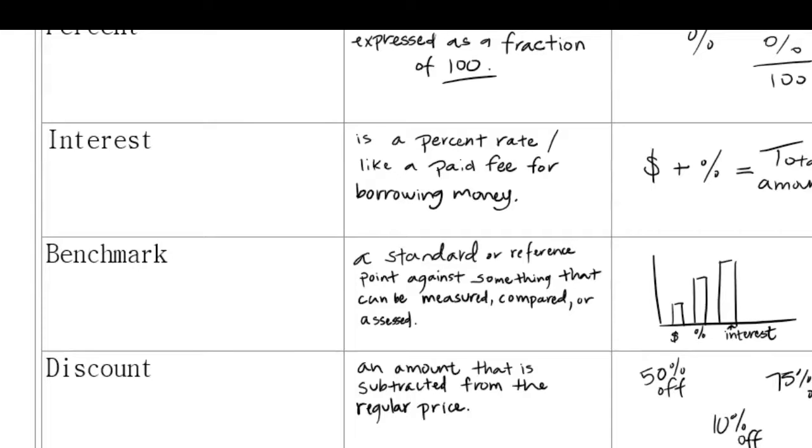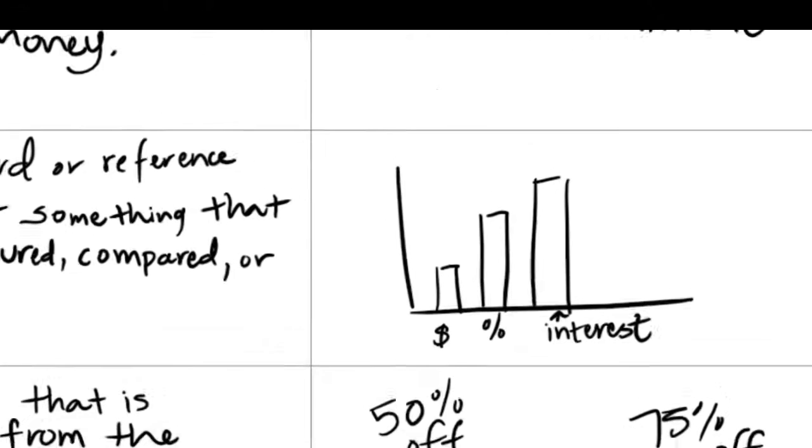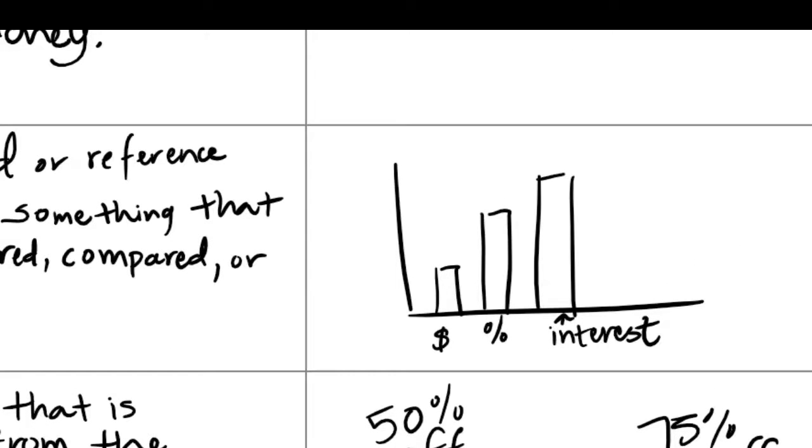Alright guys, so welcome back, and I hope you guys have something similar to mine. So for my benchmark, I have a standard or reference point against which something can be measured, compared, or assessed. So for my visual, it's kind of an example of how it would look if you were to just put in your amount or the money you have, and how it would look that same money compared with interest. That's how you can also look at it as percent, how your money would look with a percent.